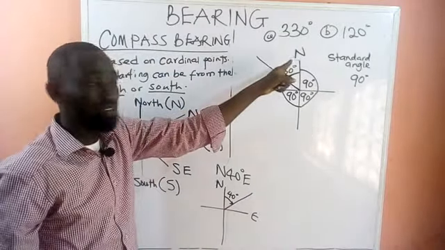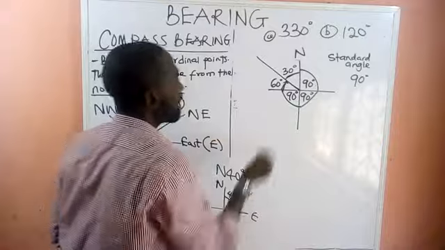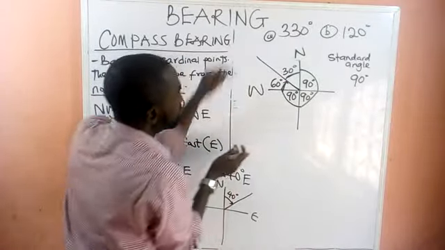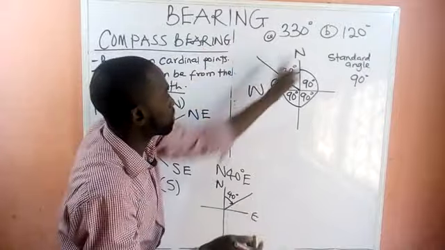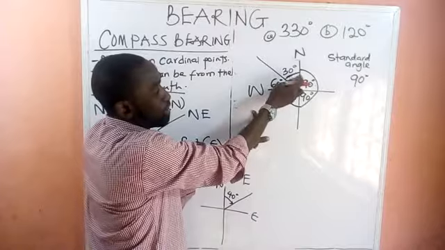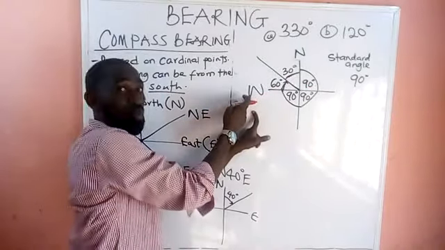So here I have my north and my west. So it means that angle is between the north and west direction. So I'm coming from the north. I'm moving 30 degrees towards the west. Are you with me?